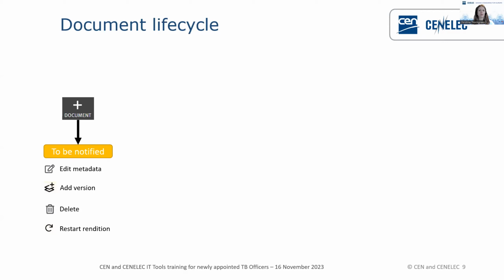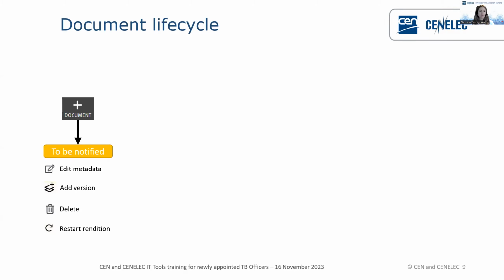Okay, so now a kind of summary slide on the document lifecycle. So let's imagine you want to upload a document onto your committee page. This you will have to notify. So at this stage, you can still edit the metadata, you can add a version, you can delete the document before you notify it, and you can also restart the rendition, which means you could change it from Word to PDF or from PDF to HTML or whatever the case may be.